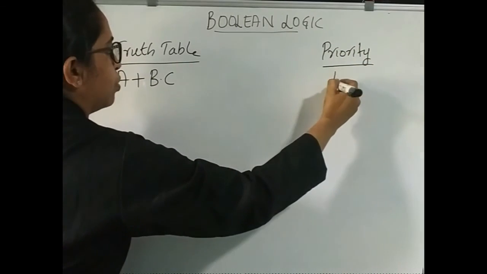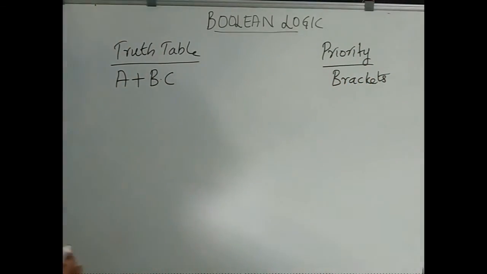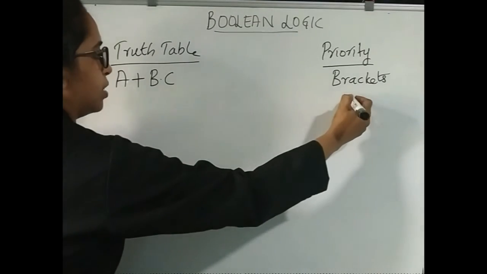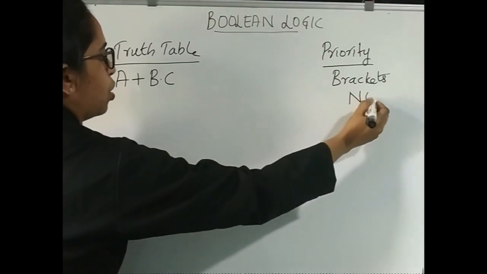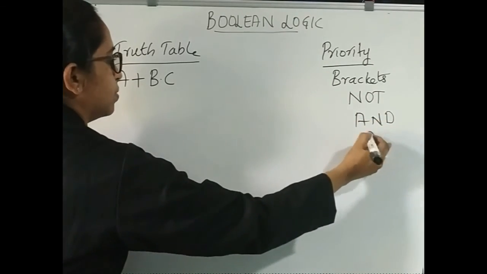So first we have to check whether there are any brackets. As usual in multiplication, if something is in a bracket, we evaluate that first, and only after the bracket evaluation will we solve the others. So we have to check whether there are any brackets. Then the preference goes to NOT, then AND and OR. I'll explain this.